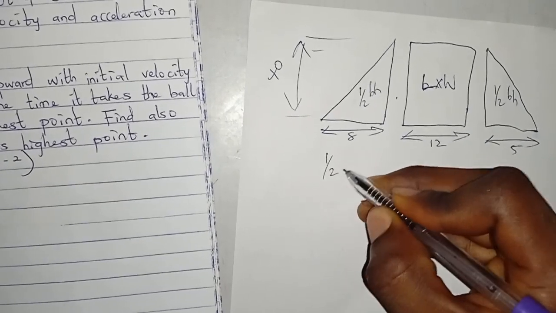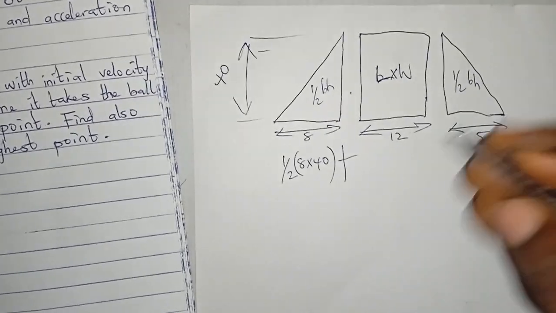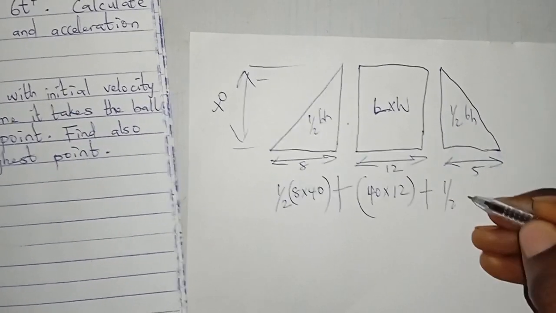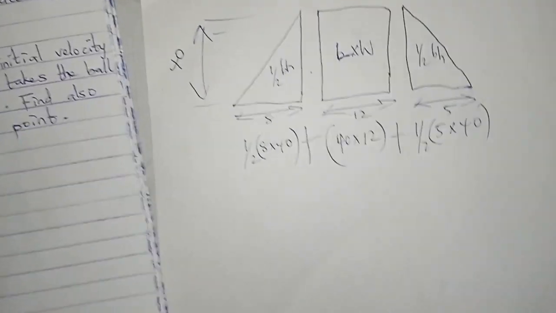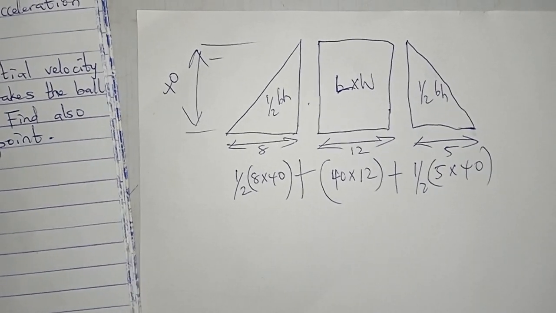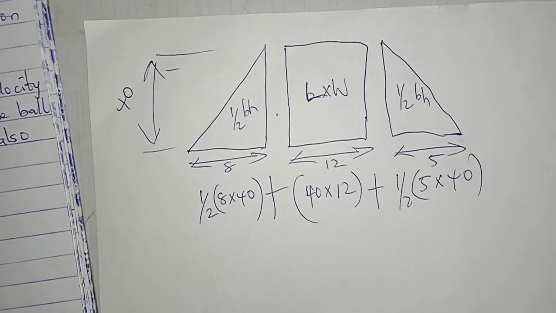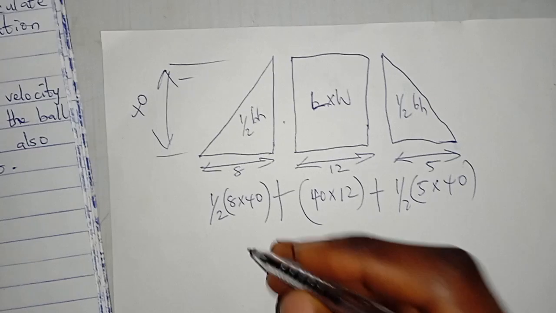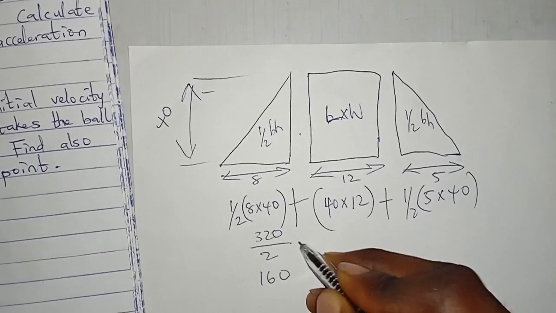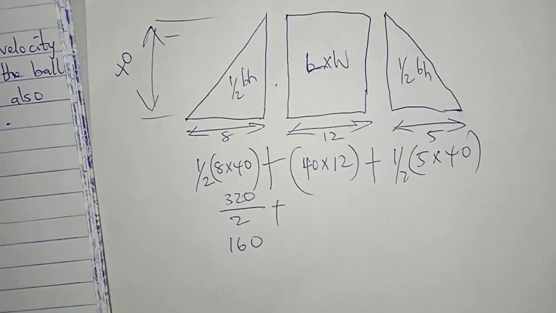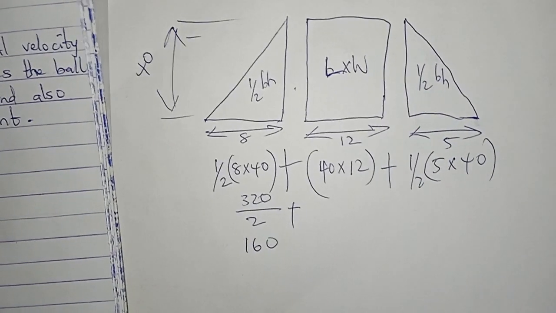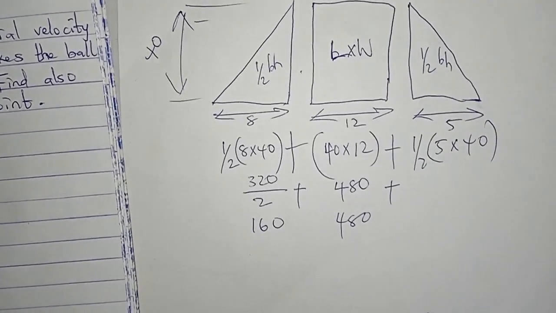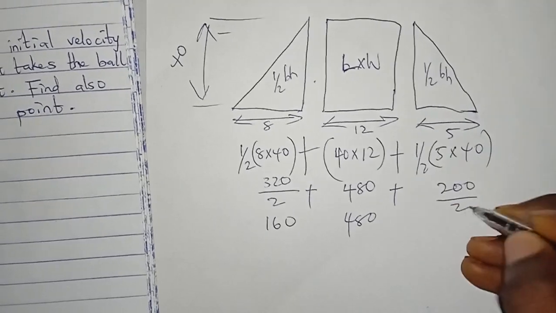So all I need to do is to say half times 8 times 40, plus 40 times 12, then plus half times 5 times 40. So let's just do the math. If I do the math, I'll simply have 8 times 40, 320 divided by 2, 160, plus 40 times 12, 480, plus 5 times 40, 200 divided by 2, 100.